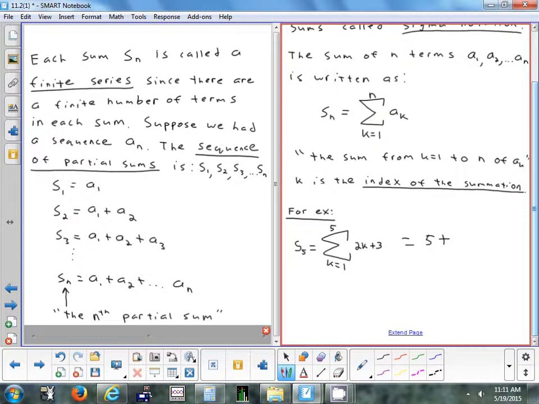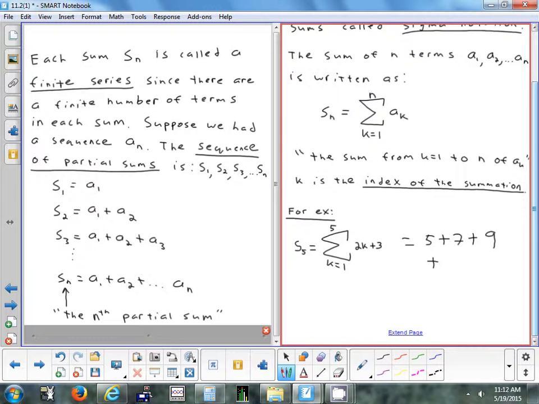I'm going to put a plus sign because I have a summation. I'm adding. Okay. Then you increment k. In other words, you go up by 1. So now let k equal 2 for your second term. 2 times 2 is 4. 4 plus 3 is 7. Now you go up again. You're going to keep adding 1 to k till you finally get to the stopping point. K equals 3. 2 times 3 is 6. 6 plus 3 is 9.